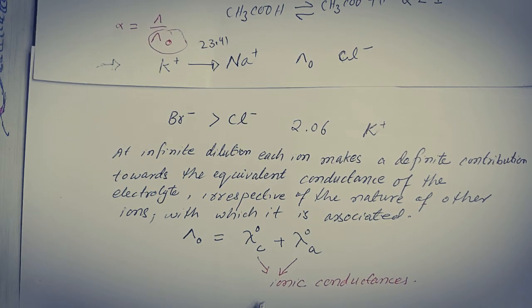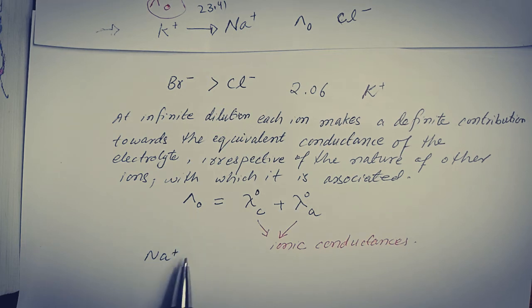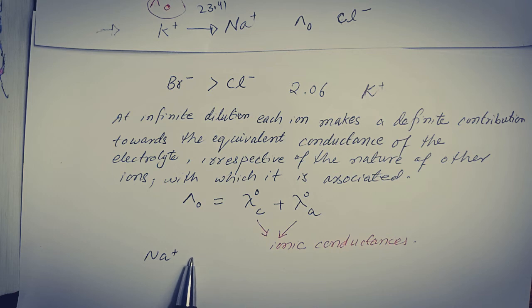and this law is valid for any dilution, but it is mostly applied for infinite dilution. Moreover, the ionic conductance of an ion is fixed at a given temperature, so whatever might be the nature of other ion associated with it, it means that the sodium ion will have a specific contribution towards the overall equivalent conductance of the electrolyte, irrespective of any other anionic species attached to it, which has its own contribution.